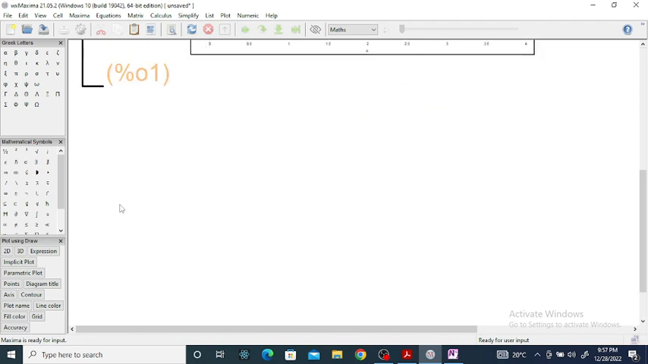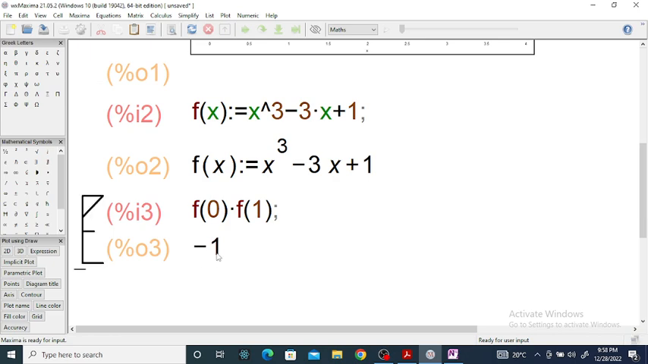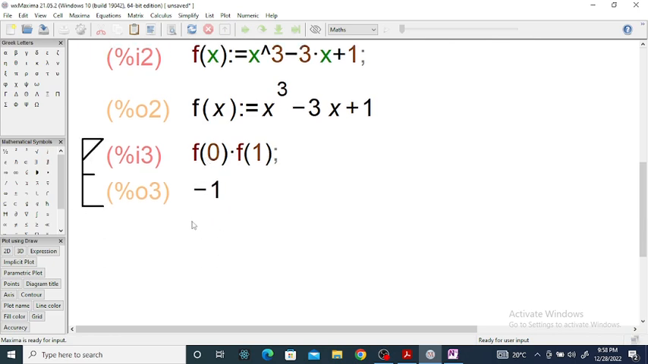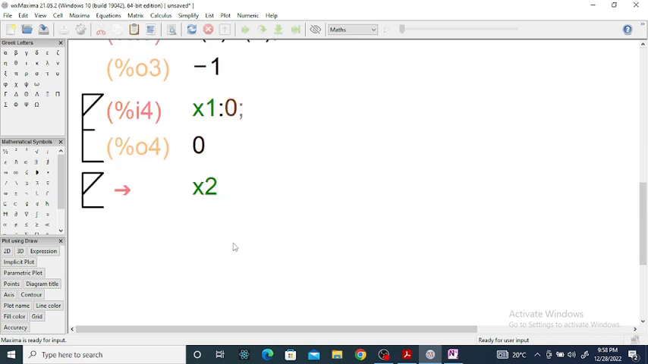So now consider f(x) = x^3 − 3*x + 1. If you consider f(0)*f(1), you can see it is equal to −1, which is less than 0, and therefore a root lies between 0 and 1. So we consider x1 = 0 and x2 = 1.